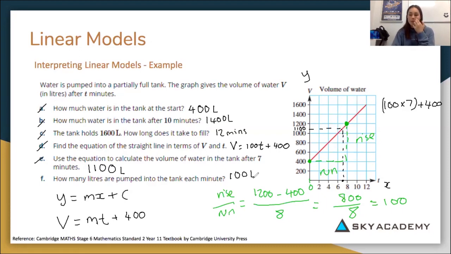The fixed term is 400. We start with 400, that is fixed. And then every minute, we increase the litres by 100. So this is our rate of increase, 100.